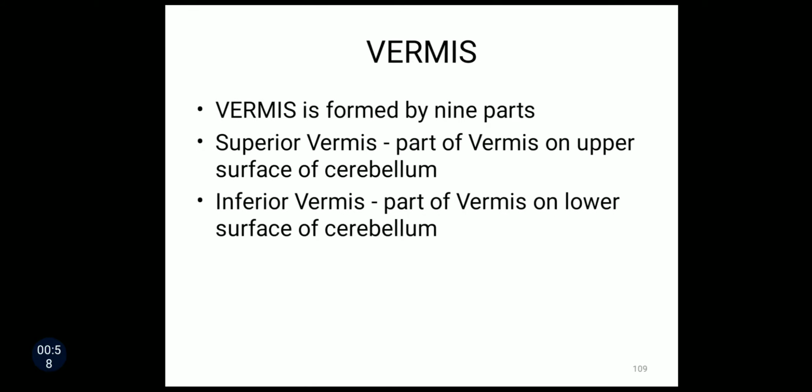Now this vermis is mainly formed by 9 parts. These parts are again divided into superior vermis and inferior vermis. Superior vermis is that part of vermis which is situated on the upper surface of cerebellum. And inferior vermis is that part of vermis which is situated on the lower surface of cerebellum.